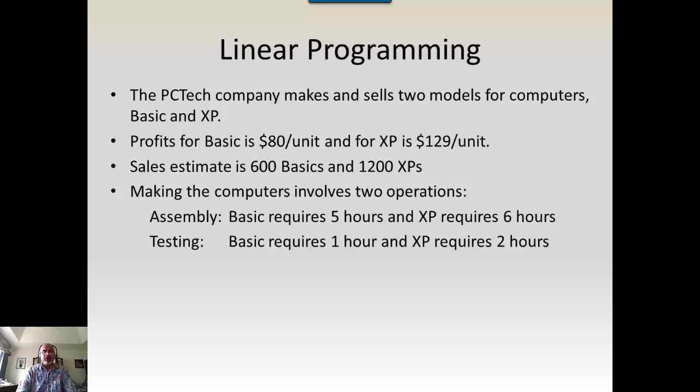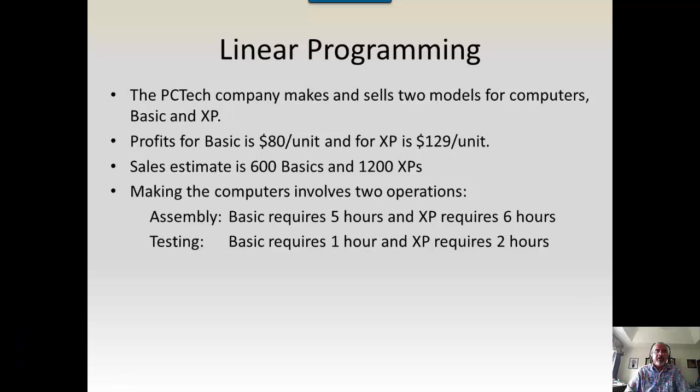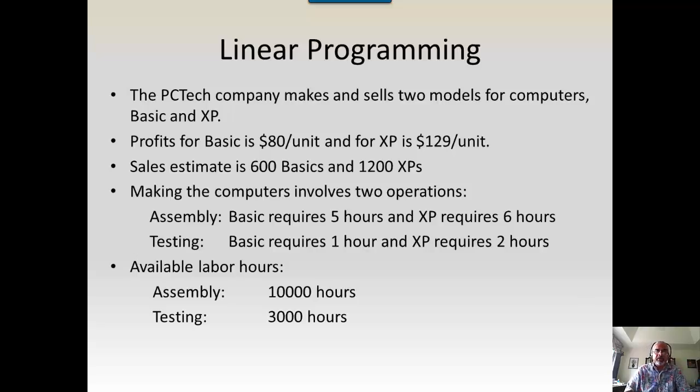And also, to make these computers, two different types of labor are required. One is assembly labor and the other is testing labor. The Basic requires 5 hours of assembly labor. The XP model requires 6 hours. And for testing, the Basic model requires 1 hour of testing. XP requires 2 hours of testing. And the labor hours available for assembly and testing are given by these. There are 10,000 hours of labor available for assembly and only 3,000 available for testing.